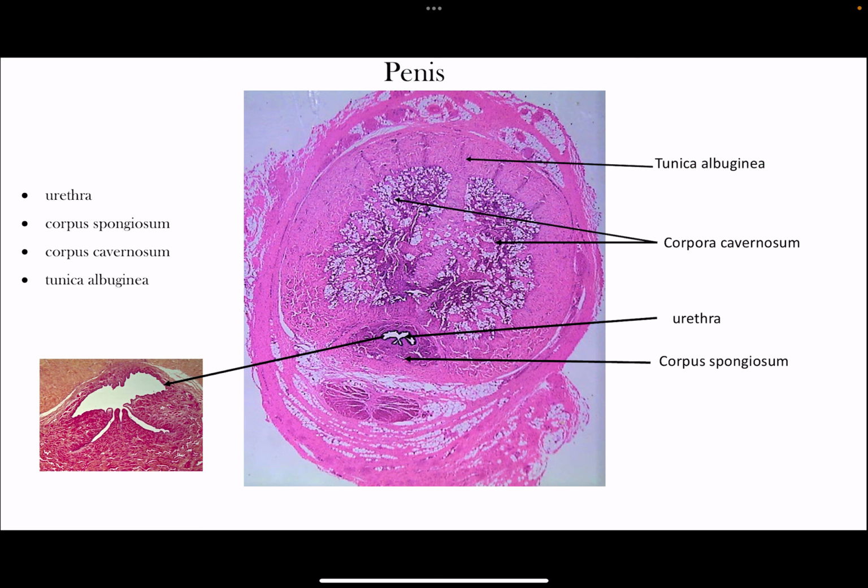Again, you can see corpora cavernosa, spongiosum, the urethra, and the tunica outside, the tunica albuginea.